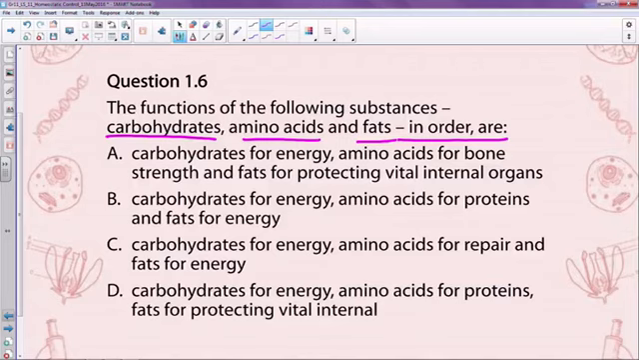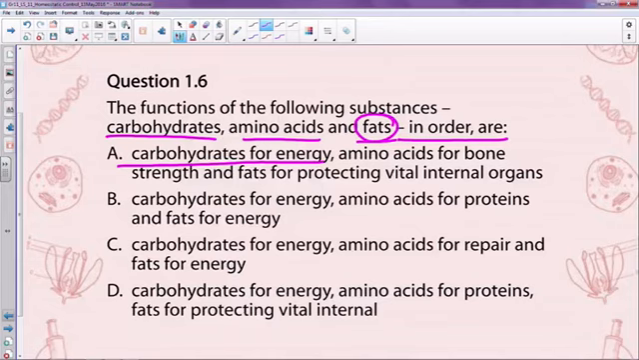So when we look at carbohydrates, we know that carbohydrates provide us with energy. That's without a doubt. Amino acids are required for repair and for the production of proteins. And when we look at fats, fats are often an energy-rich reserve, and they could be a reserve energy source, or they could even be used for insulation. So I'm assuming that these are going to be quite tricky, but we can look at them.